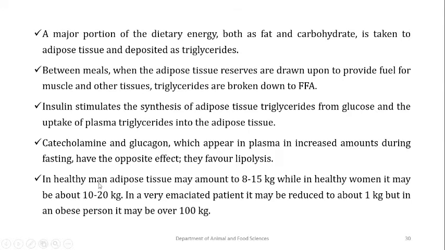Then in a healthy man, adipose tissue may amount to 8 to 15 kilograms, while in a healthy woman, it may be around 10 to 20 kilograms. In a very emaciated patient, it may be reduced to about 1 kilogram, but in an obese person, it may be over 100 kilograms. So I told you that usually an obese person has a very high adipose tissue, and their weight is increased because they have very dense adipose tissue.